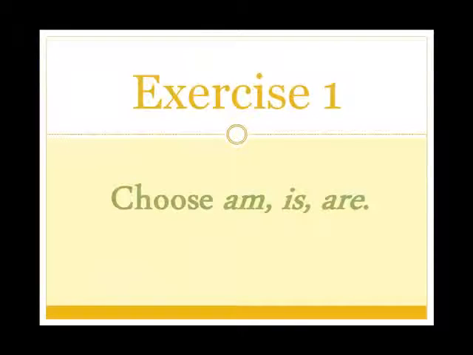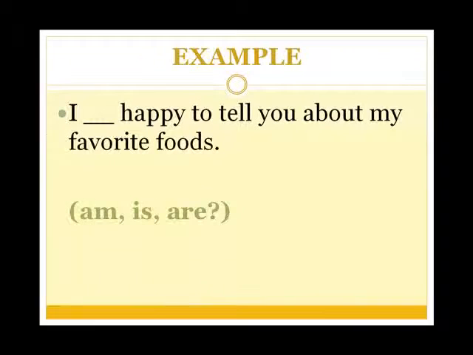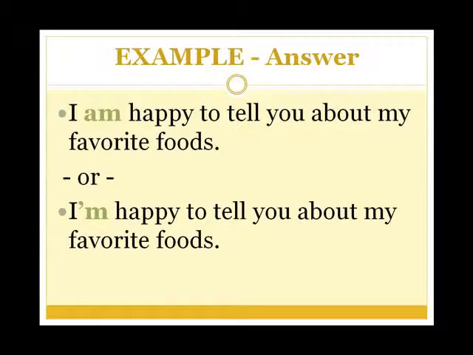Exercise 1. Choose am, is, or are. Example. We read the statement and we need a form of be. Which form goes after I? Listen and you'll hear the answer. I'm happy to tell you about my favorite foods. Answer. I am happy or I'm happy to tell you about my favorite foods.